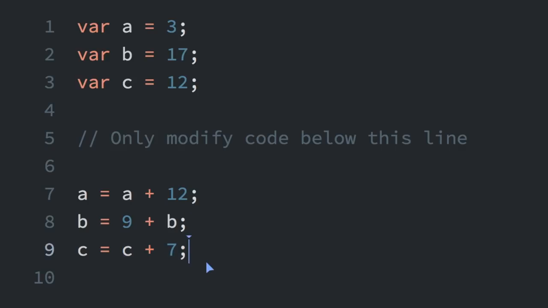This is such a common pattern that there's a shortcut to do the same thing. It's the plus equals operator. So instead of a equals a plus 12, we can do a plus equals 12. So this equals the same thing. So instead of b equals 9 plus b, we can do b plus equals 9. So now we're adding the value to the variable and assigning the answer to that variable. So again, here we can do plus equals 7. So that's just a shortcut.